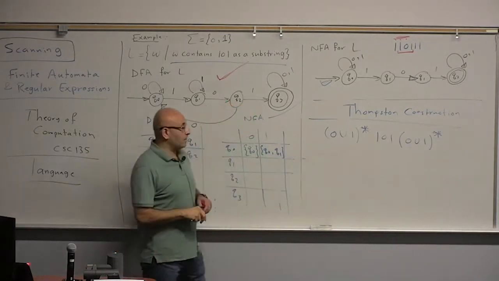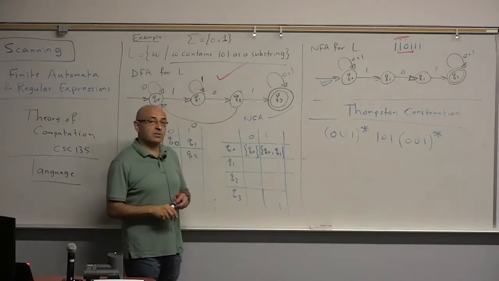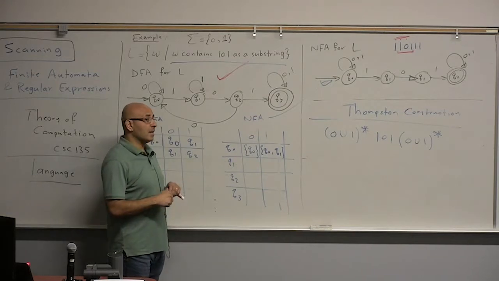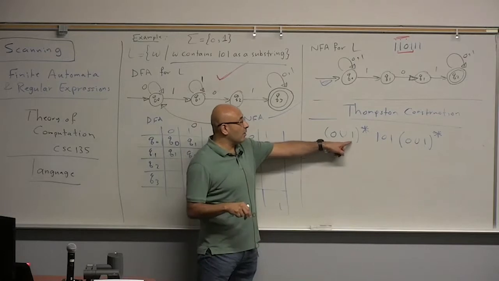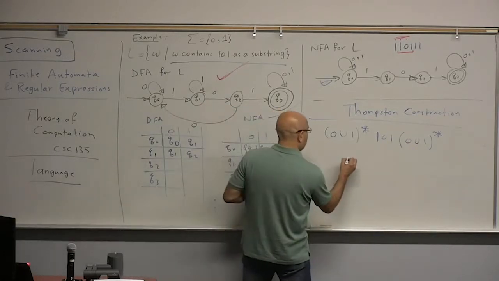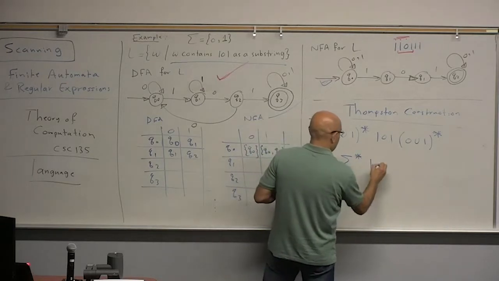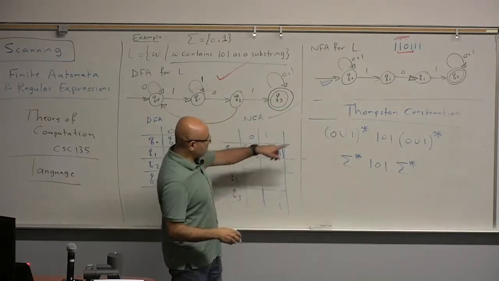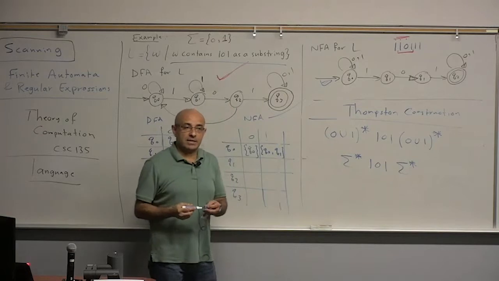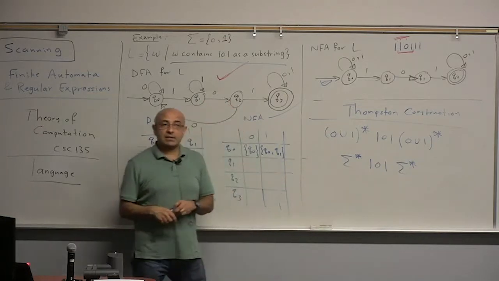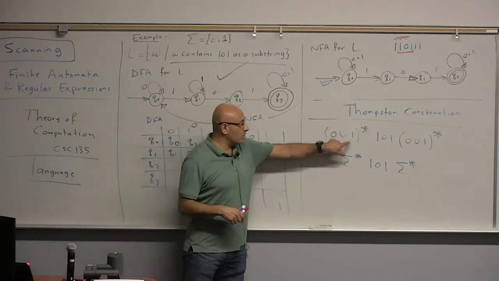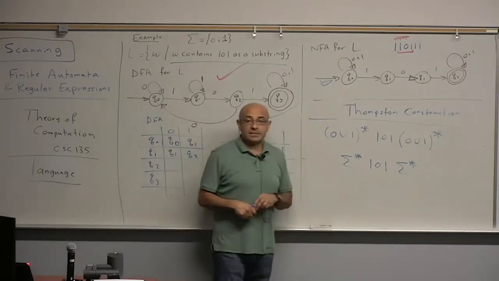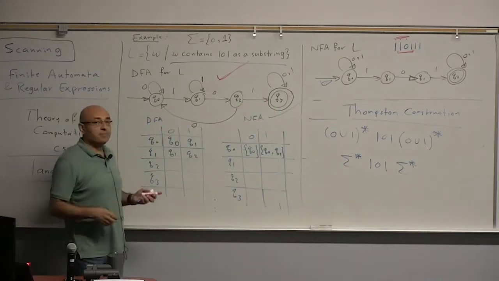So there is a shorthand for 0 union 1. So 0 union 1 can be written as what? Sigma, the alphabet. So it's the set of all possible symbols. So that's sigma. So this is equivalent to sigma star, because sigma and 0 union 1 are the same thing. Sigma is the alphabet, the set of all possible symbols, and 0 union 1 is sigma. So this is a regular expression.